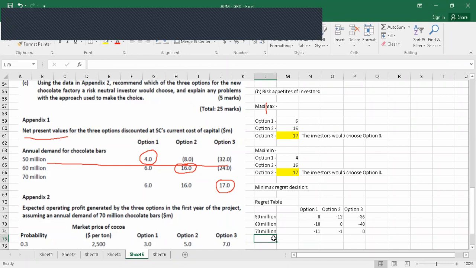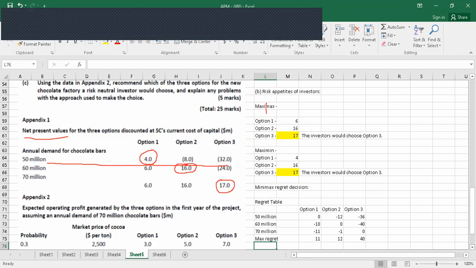Now these are regrets. So maximum regret with option 1 is 11, maximum regret with option 2 is 12, maximum regret with option 3 is 40. So identify what's the regret. From the maximum regrets, choose the one which is minimum. So the minimum regret is with option 1.